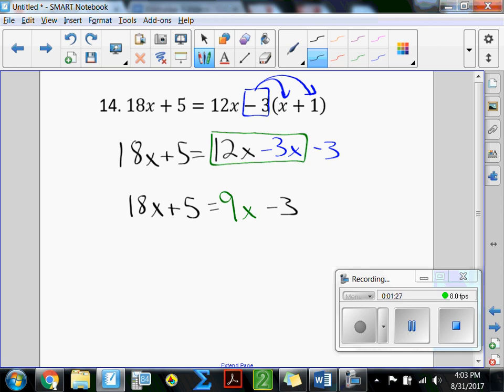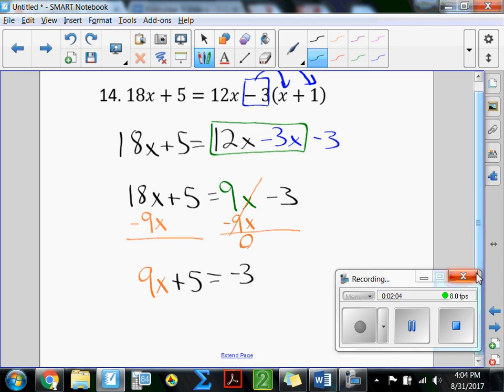I have a variable on both sides. I have a number on both sides. My preference at this point is to bring my variable over to the left. So I'm going to subtract 9x on both sides. I'm subtracting to make this into a 0. So all I have left over here is a number. And let's put that in a different spot. And on the left-hand side, 18x minus 9x is 9x. So I have a 9x plus 5 equals 0 minus 3, or -3. We'll keep solving from there.